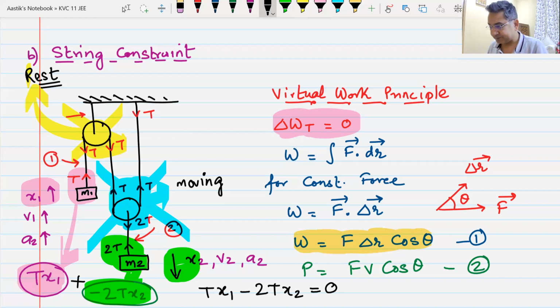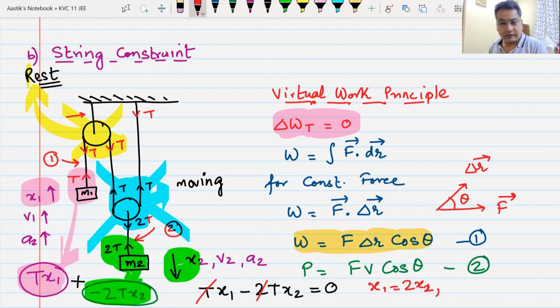Yes or no? But T cannot be equal to 0, because if tension goes away, there is no relation. If tension goes away, the strings become loose or the string breaks. If the string breaks, there is no relation between them. Then they are free to move on their own. They only remain connected to each other when tension is there. So tension cannot become 0. So tension cancels from here and we get the relation between the two: x1 becomes twice of x2.